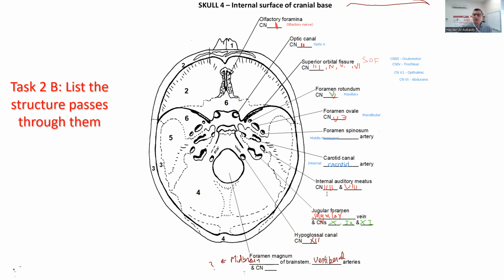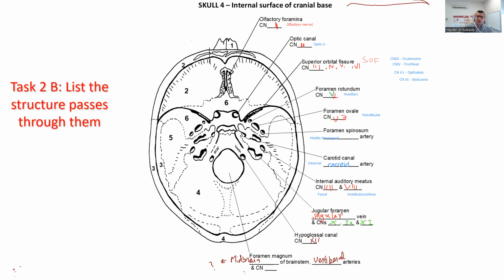Internal auditory meatus, we've got cranial nerve 7 and 8. So what do we call 7? Hypoglossal nerve. Hypoglossal is slightly lower. 7 supplies most of the face. Yes, beautiful. That's why it's called facial. And cranial nerve 8 is supplying the hearing and balance. So it's called what? Vestibular. Fantastic. Cochlear nerve. Excellent, Shruti. Thank you. Vestibulocochlear.